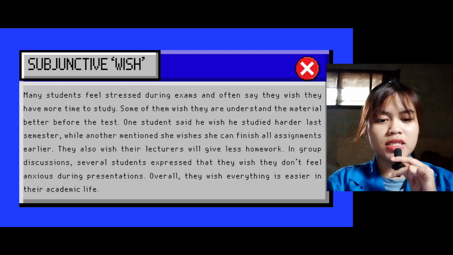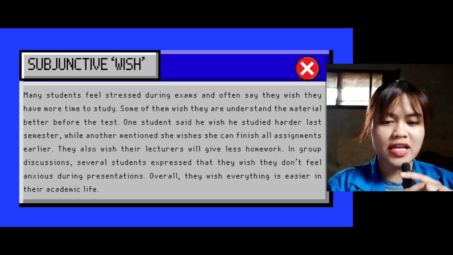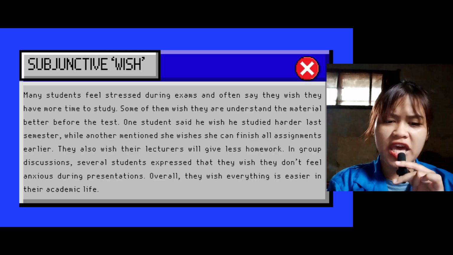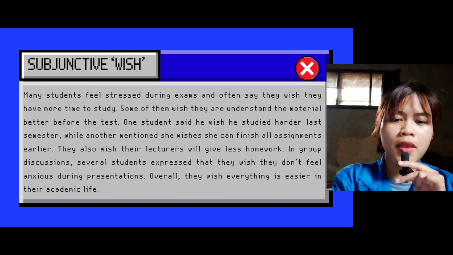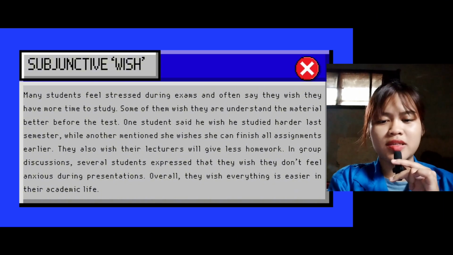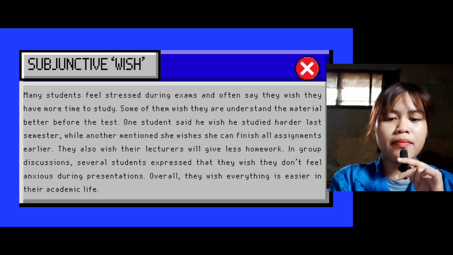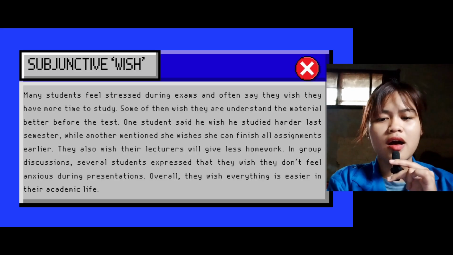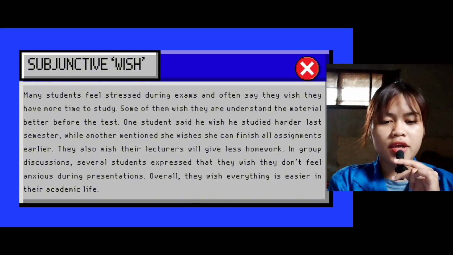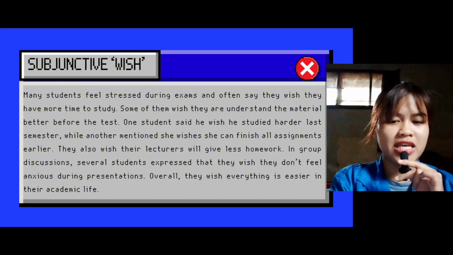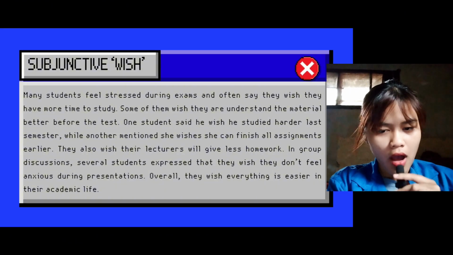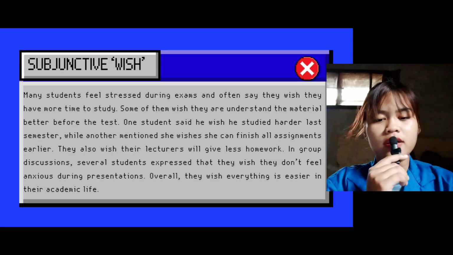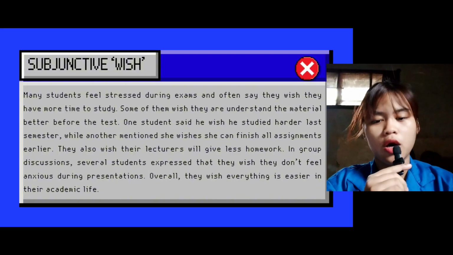Then subjunctive wish. Many students feel stressed during exams and often say they wish they have more time to study. Some of them wish they are understand the material better before the test. One student said he wished he studied harder last semester, while another mentioned she wishes she can finish all assignment earlier. They also wish their lecturer will give less homework.